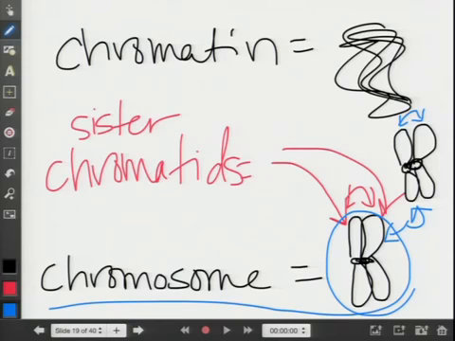So the chromatin is anytime it's just spaghetti shaped. So anytime before prophase. So it could be replicated also, right? In G2, I draw them as X's, but they're really spaghetti. It's just two spaghettis stuck together. Chromatid and chromosome is during actual mitosis.